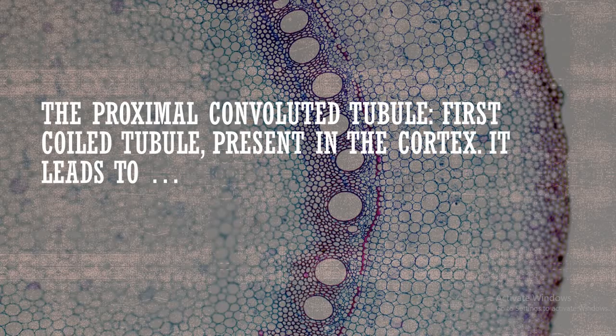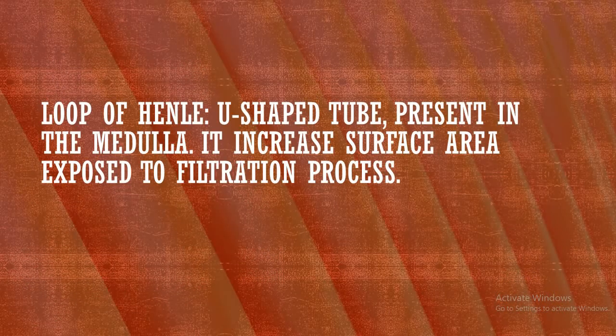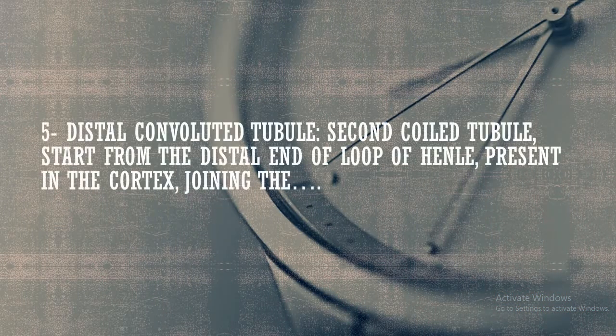The proximal convoluted tubule is the first coiled tubule, present in the cortex, and also the loop of Henle, which has a U shape and is found in the medulla, and it plays an important role in filtration. And the distal convoluted tubule, the second coiled tubule, is found in the cortex, and they play an important role in reabsorption. And finally, the collecting duct opens in the pelvis of the kidney, which is the concave cavity of the kidney, to get the wastes out through the two kidneys.